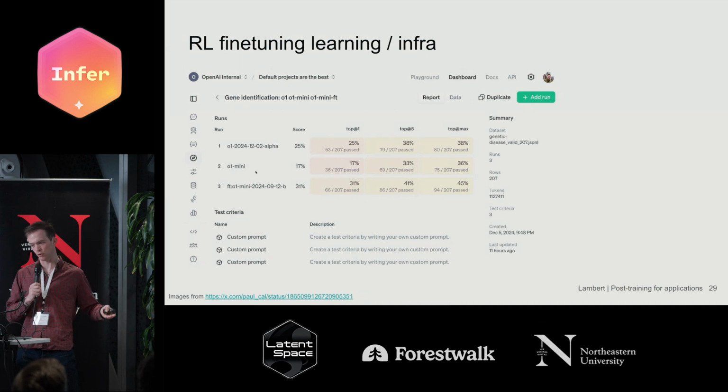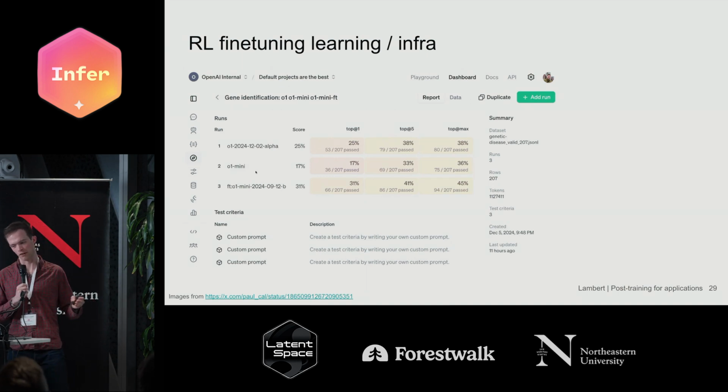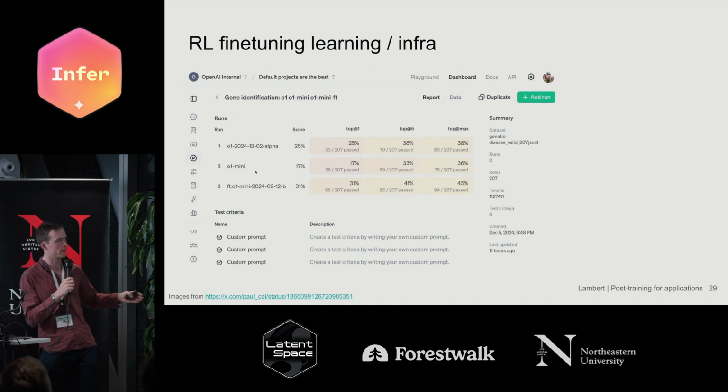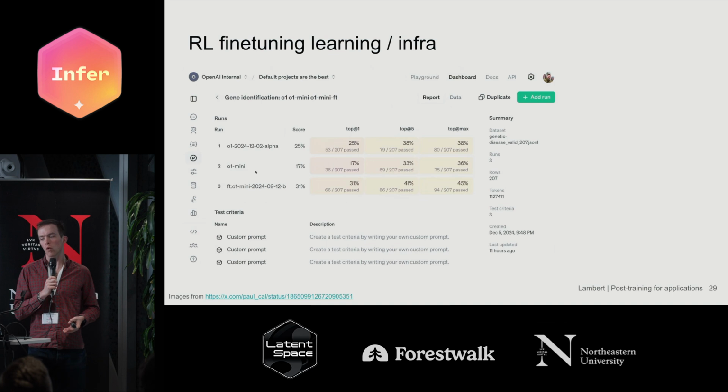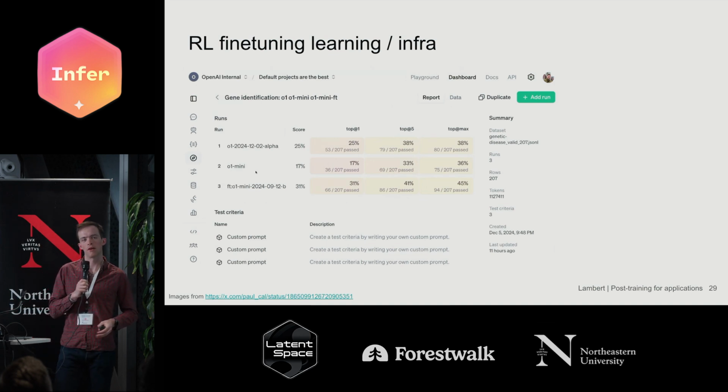They have all this fancy UI, which is tracking runs, like what the actual performance is on your task. So top at 1 or top at 5 means, what is the score if you sample 1 time from the model or 5 times from the model? And we'll see how they put this together.